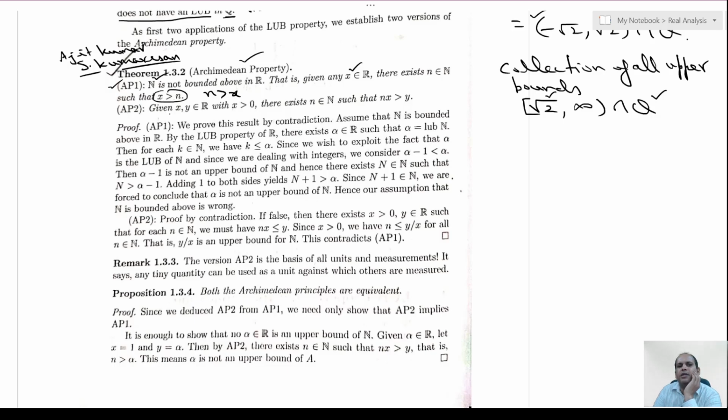And the second property is, given any x, y belonging to R with x greater than 0, there exists n belonging to N such that n times x will exceed y. Let us analyze property number 2 before coming to the proof of both of them.